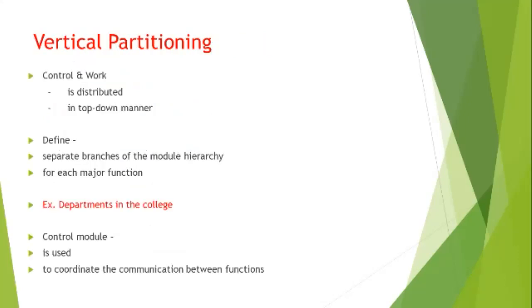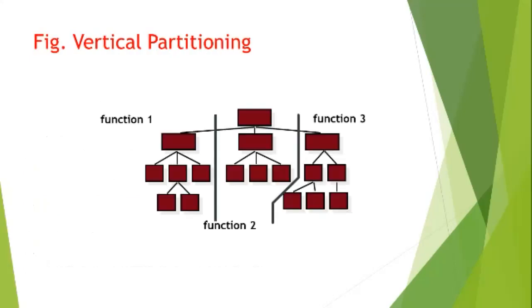Vertical partitioning. Control and work are distributed in a top-down manner. It defines separate branches of the module hierarchy for each major function. For example, departments in the college, where a control module is used to coordinate the communication between the functions. Here is the vertical partitioning diagram. Here, these three functions 1, 2, 3 are vertically partitioned.